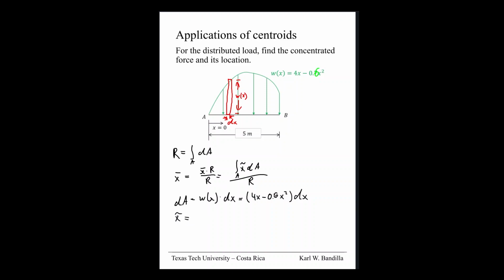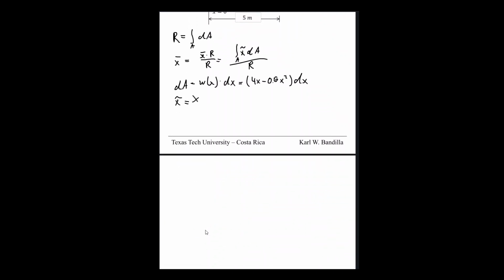And then the other thing we need to know is our x tilde here. X tilde would be the distance of the centroid. In our case, that's of course just x. So x tilde is equal to x. And with that, we can just go ahead and do our integrations.